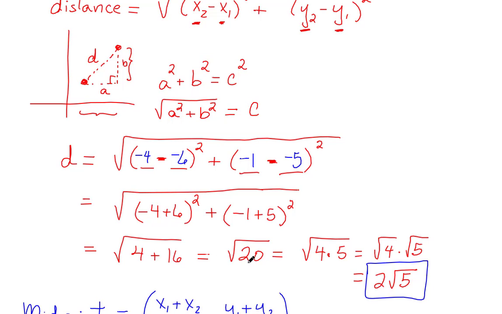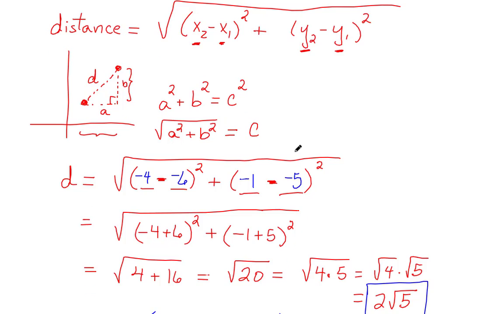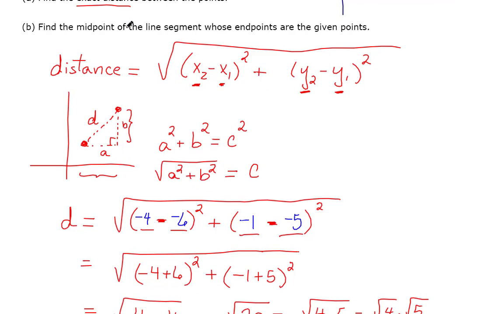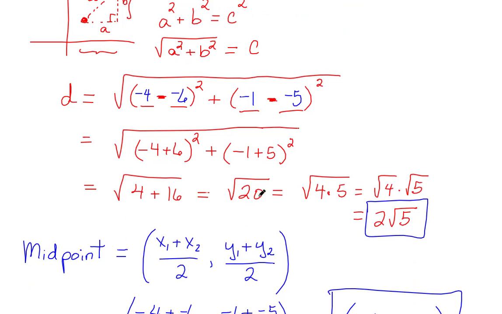Now, if we were building something, we'd get out our calculator and we'd calculate what is the square root of 20, because we would need a decimal number. In our case, here in our problem, it says find the exact distance. And so what that means is if you have a radical, we need to simplify it. So square root of 20 is 4 times 5. I split it that way because I know the square root of 4. Square root of 4 is 2, and so the distance is 2 square root of 5.